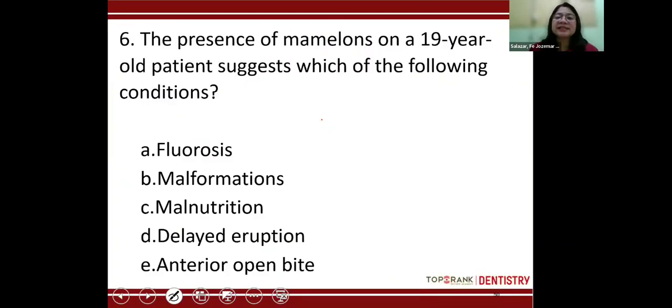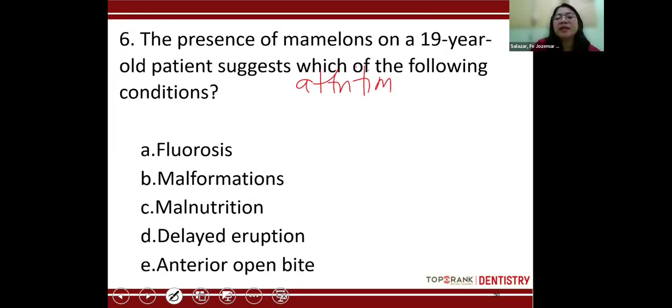Next, number 6. The presence of mamelons on a 19-year-old patient suggests which of the following conditions? Is it normal for you to find mamelons on a 19-year-old patient? No. Why? Because mamelons are affected by the process of, okay, anong process? Yung wearing away of your teeth. Whenever your teeth function, whenever they contact, you have loss of tooth structure. Yes, you call it attrition.